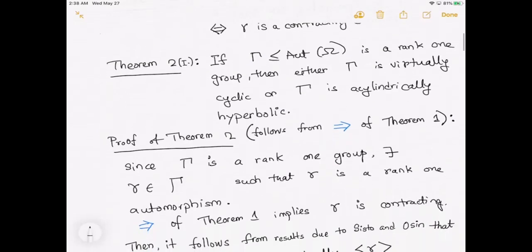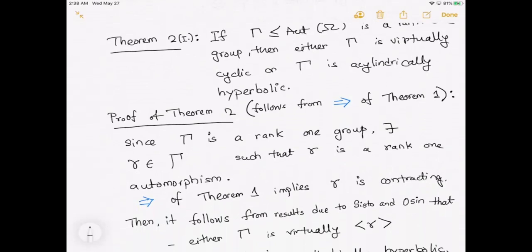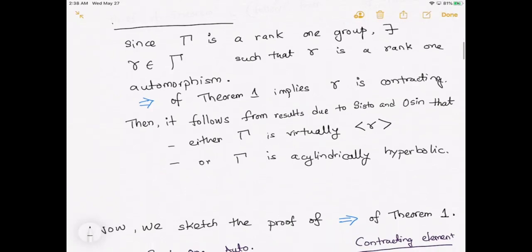Theorem 2 follows from the forward implication of Theorem 1. Here is a sketch of that proof. Since Gamma is a rank 1 group, by definition, it contains an element gamma which is a rank 1 automorphism. The forward implication of Theorem 1 implies that gamma is a contracting element. Then it follows from results due to Sisto and Osin in the theory of acylindrically hyperbolic groups that either Gamma is virtually cyclic or Gamma is an acylindrically hyperbolic group. This finishes the proof of Theorem 2.